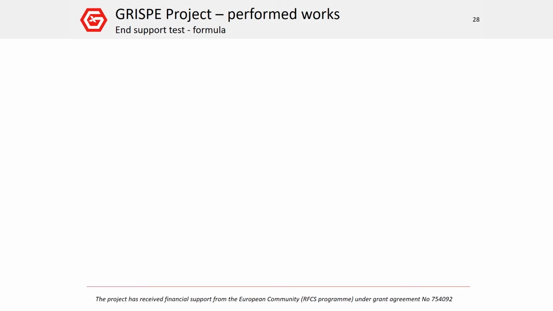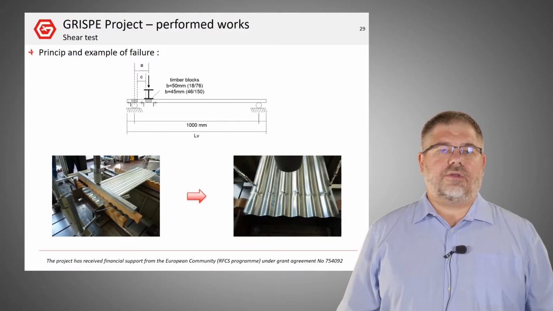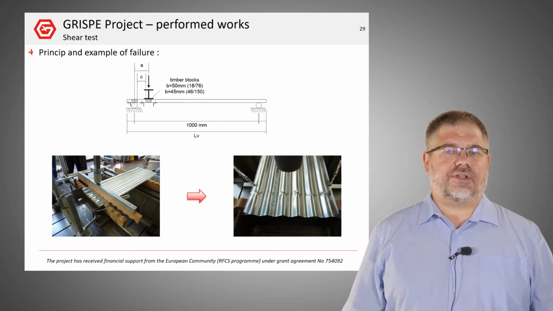The characteristic value of the end support resistance is calculated using the presented equation with FUK, the characteristic test load, BV, the width of the test specimen, A, the distance between load axis and support axis, S, the span length, and we neglected the self-weight of the test specimen.